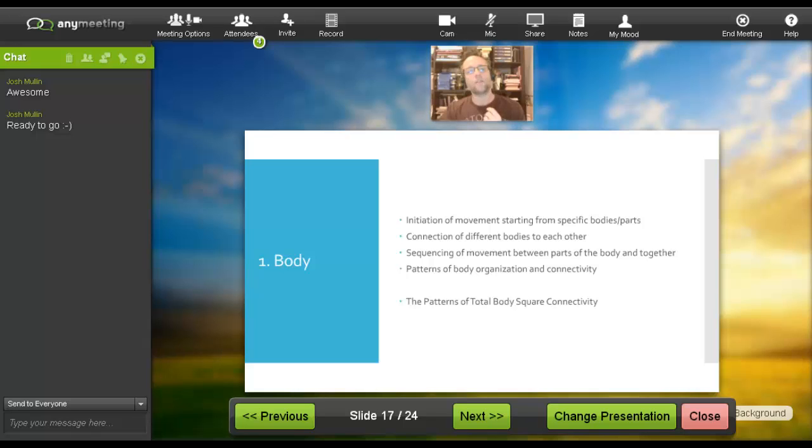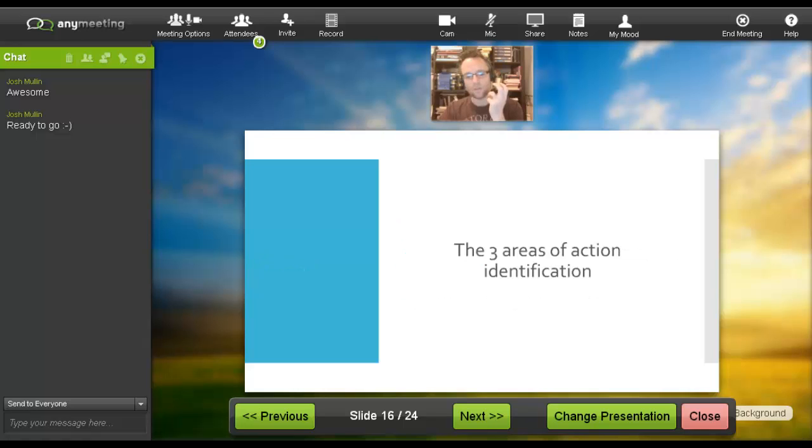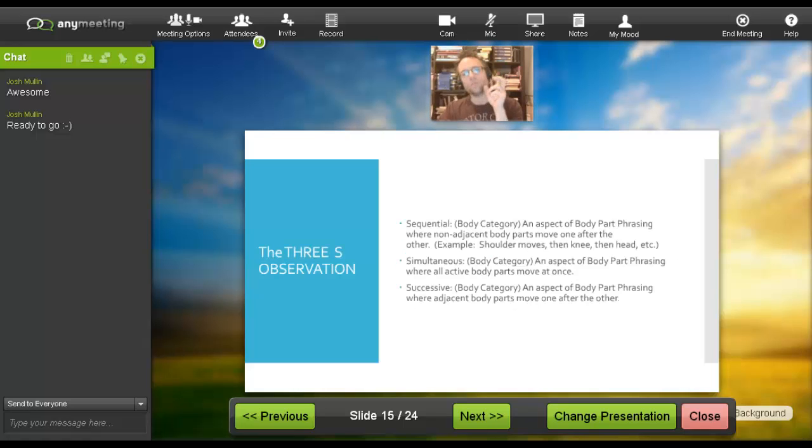Connection of different body parts together. Signals of movements between body parts. Pattern on the organization and the connectivity of the body. I call this the patterns of total body sequence, or the patterns of total body connectivity. The total patterns of the body. If you look at the total patterns of the body and how they move through the sequential, simultaneous and successive parts of an action, all together, one after the other, different parts of the body working as a unit, then I can see how graceful and smooth each individual is.